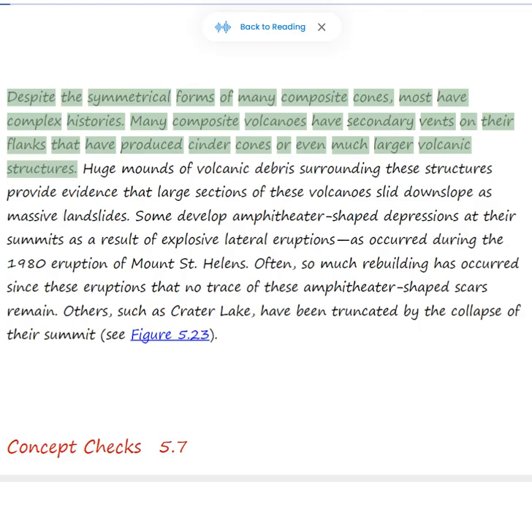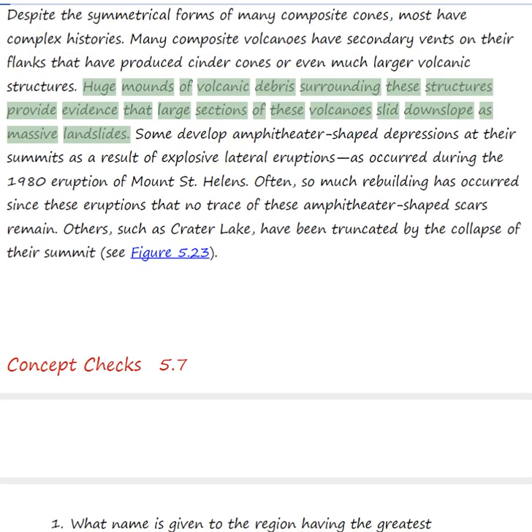Despite the symmetrical forms of many composite cones, most have complex histories. Many composite volcanoes have secondary vents on their flanks that have produced cinder cones or even much larger volcanic structures. Huge mounds of volcanic debris surrounding these structures provide evidence that large sections of these volcanoes slid downslope as massive landslides.